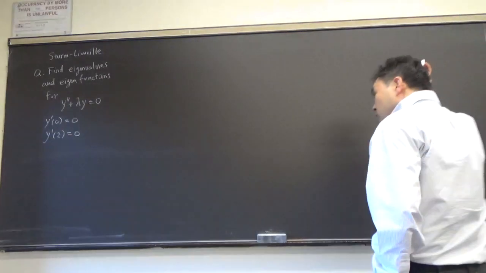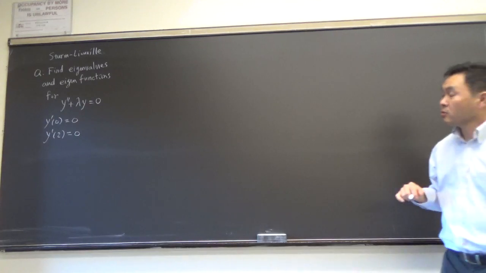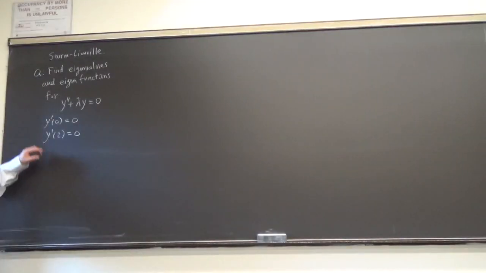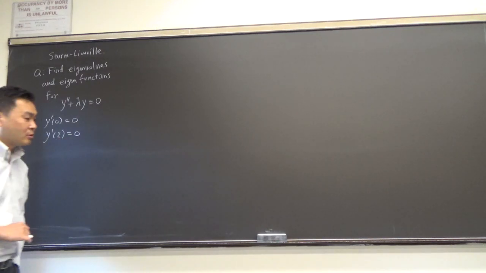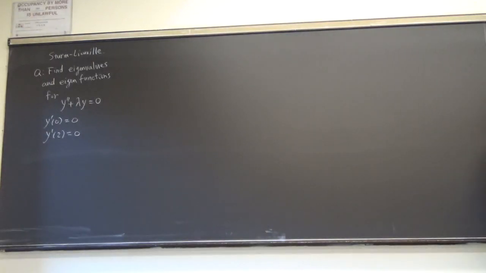Okay, this time we are going to find the eigenfunctions and eigenvalues for a different boundary condition, y prime of 0 equal to 0 and y prime of 2 equals 0. And there's several other conditions you can put.